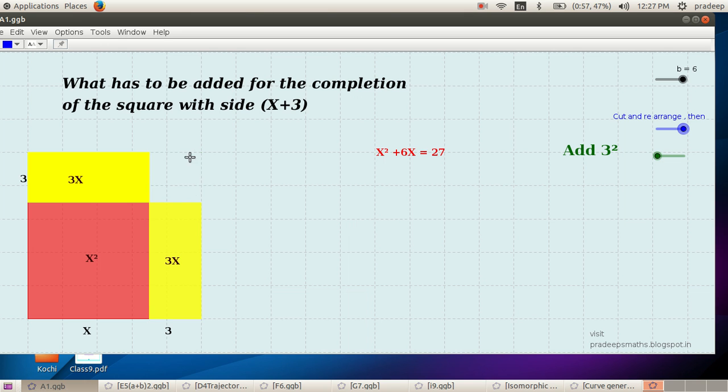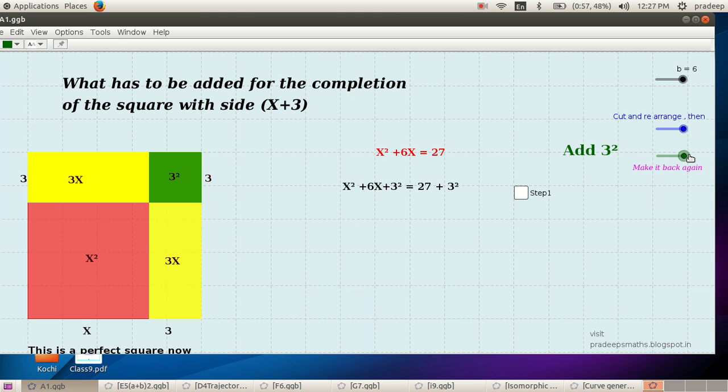You know why it is 3 square? Because this is half of 6. Therefore we have to add 3 square. When we add this 3 square, it will become a perfect square. That is the case here.